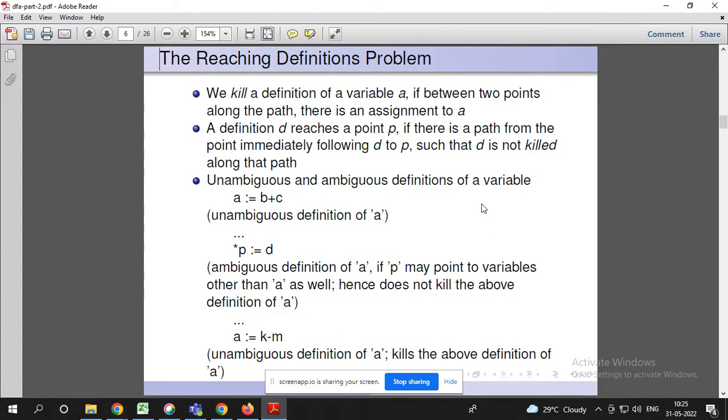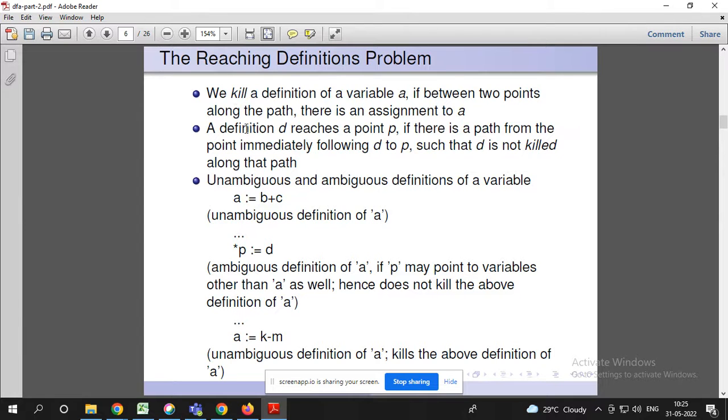Suppose the first instruction has a variable A equal to 5. In the second instruction, we are assigning the value of A again, A is equal to 10. That means the first instruction's value of A is going to be killed in the second instruction. We are changing the value of A in the second instruction, which means we are killing the definition of variable A. So we can say it is a kill. When the definition of the particular variable's value is going to be altered in the following instruction, that is a kill.